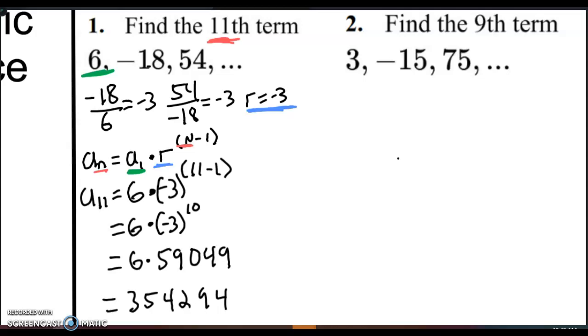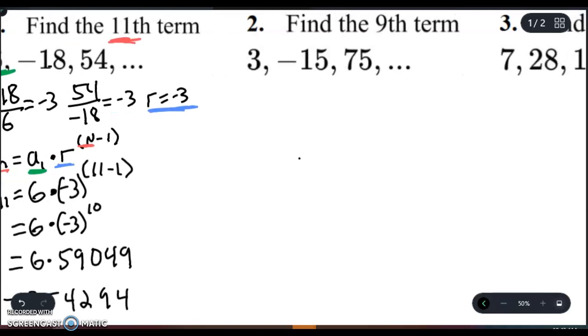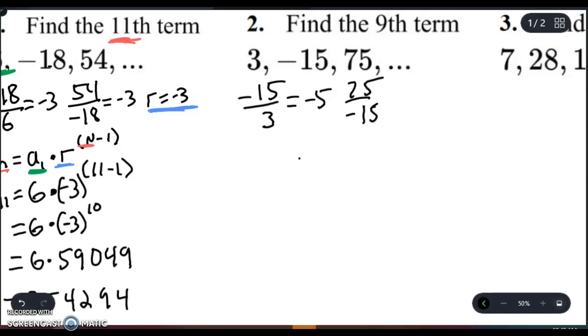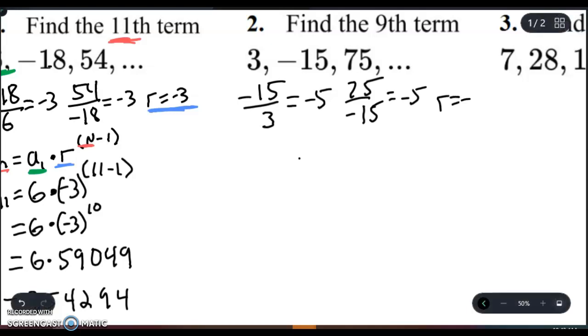All right, let's take a look at number two. We'll do the same thing. We'll start off by finding the common ratio. We take the second term, negative 15, divided by 3, and that's equal to negative 5. Then 75 divided by negative 15 is negative 5 as well. So the common ratio is negative 5.